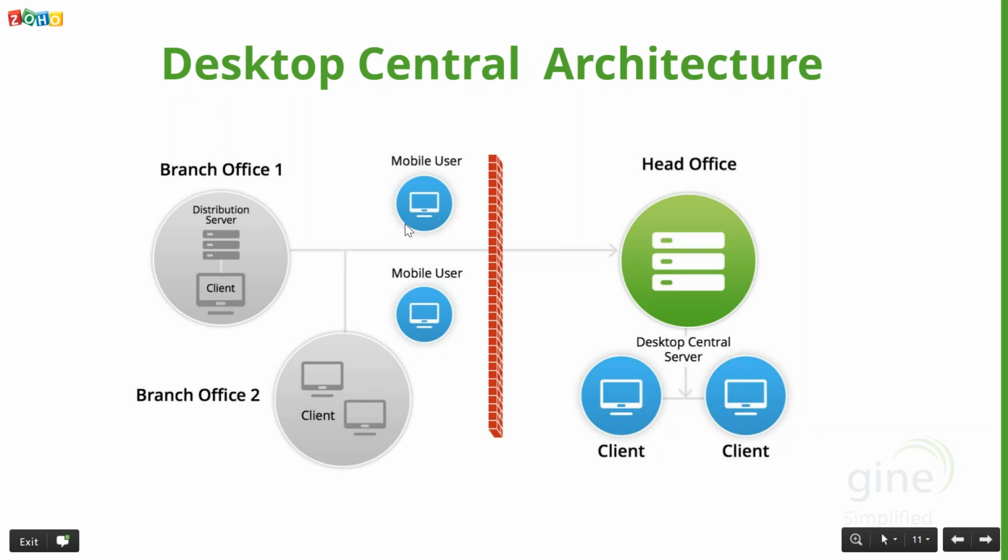roaming user computers. The machines of users who work from home or travel from one location to another. Basically, these machines will connect to your Desktop Central server either via a VPN or a NATing, network address translation. You will have to open a few ports in your firewall for all these roaming user machines to connect to your network via a public IP address.